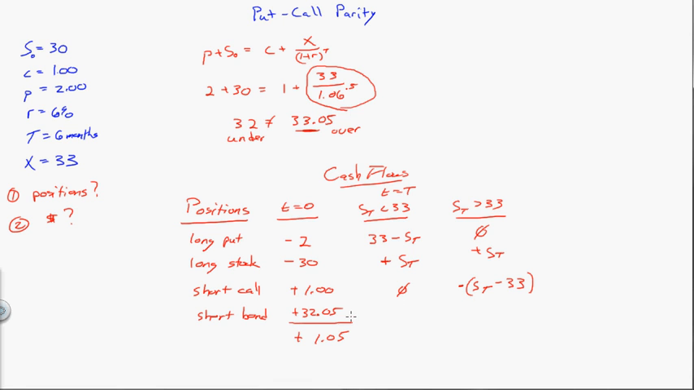The bond, I'm short the bond, which means I have to pay back $33 in either case. So now looking at this, those cancel, that's 0. Those cancel, so that's 0. So these are the positions I take. That's the profit I make, and that is put call parity.